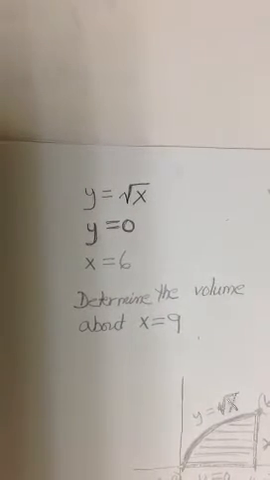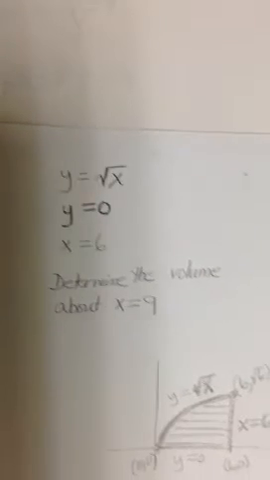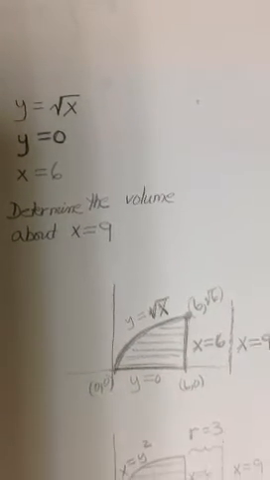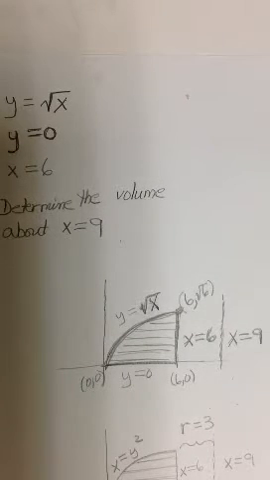Okay, now for this problem, a bit of a challenge here to say the very least. We have our functions y is equal to the square root of x, y is equal to 0, and x is equal to 6. And we are looking at determining the volume about the vertical line x is equal to 9. If we look at the schematic here, again we have y is equal to the square root of x, y is equal to 0, x is equal to 6.